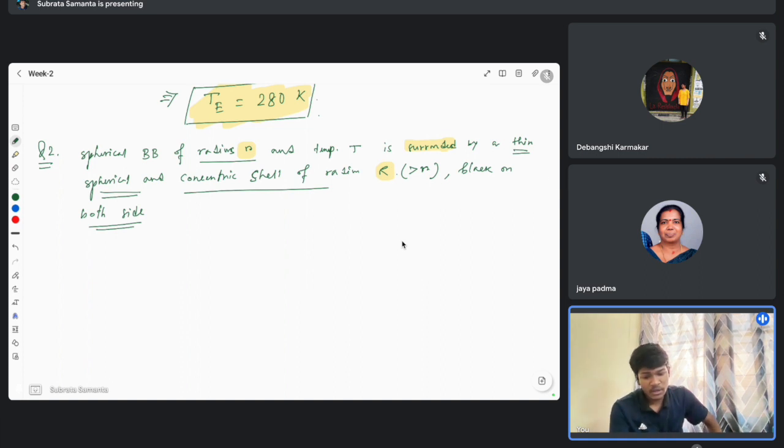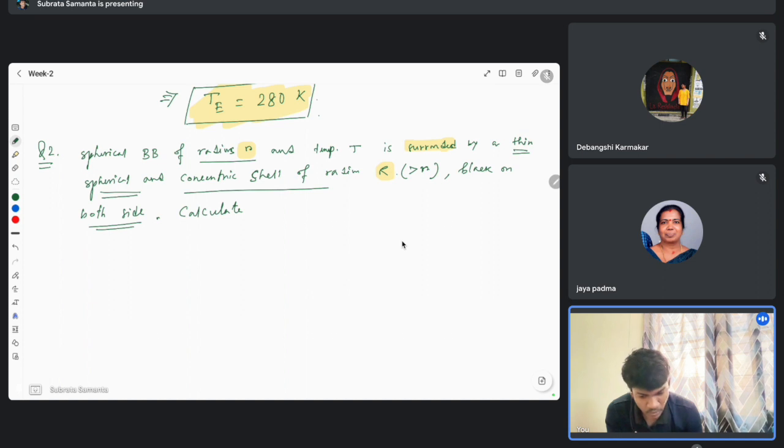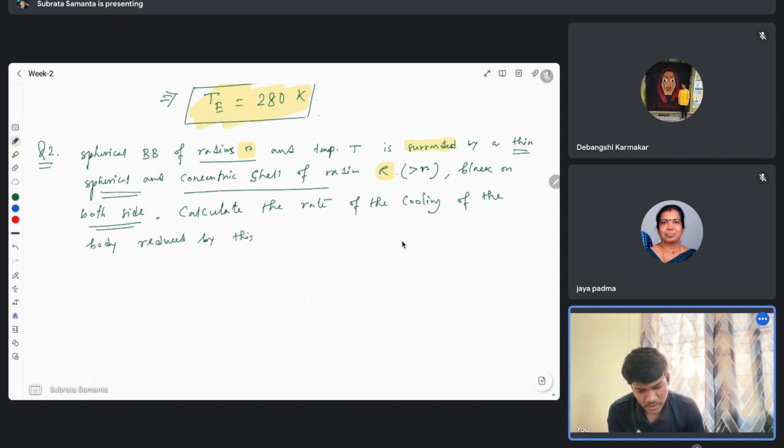So calculate the rate of cooling of the body reduced by this radiation shield. So the question is: calculate the rate of the cooling of the body reduced by this radiation shield.